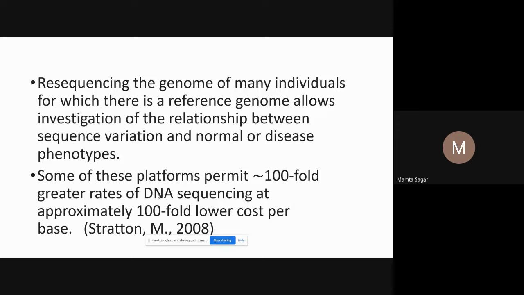Especially we should compare the genetic sequence variation of normal and abnormal, so then we can identify the causes of the disease. Some of these platforms permit 100-fold greater rates of DNA sequencing. Now we have the platform, some of the advanced platforms that permit the 100-fold greater rates.